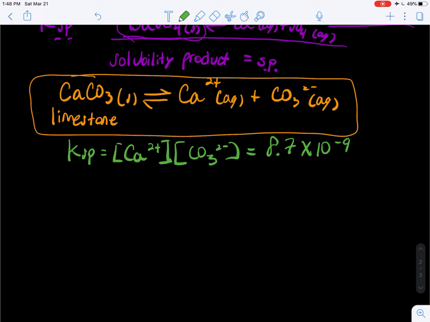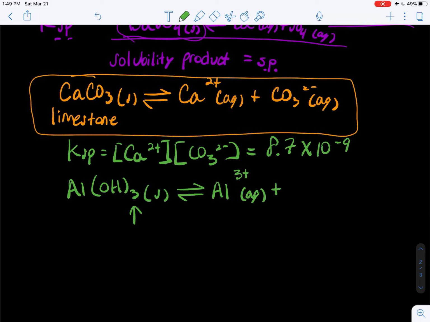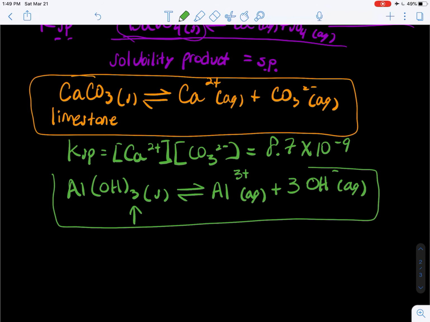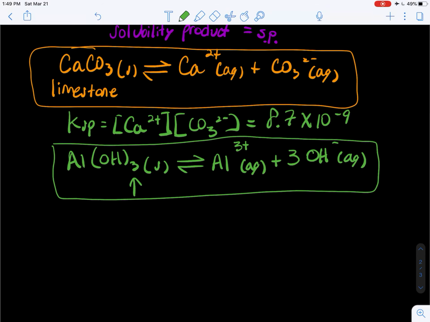Aluminum hydroxide. Okay, you'll notice there's a 3 there. So unlike the lecture guide, we want to do this correctly. Aluminum is in group 3 of the periodic table, so it's going to have a charge of plus 3. And then we have 3 hydroxide ions floating around there, and they're aqueous. Okay, so that's balanced with all the charges and coefficients correct.